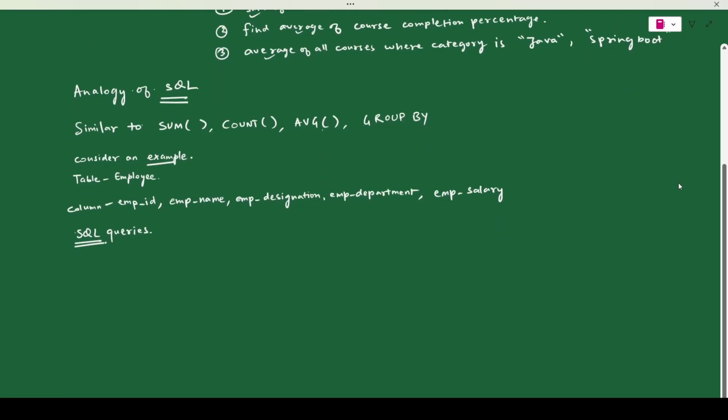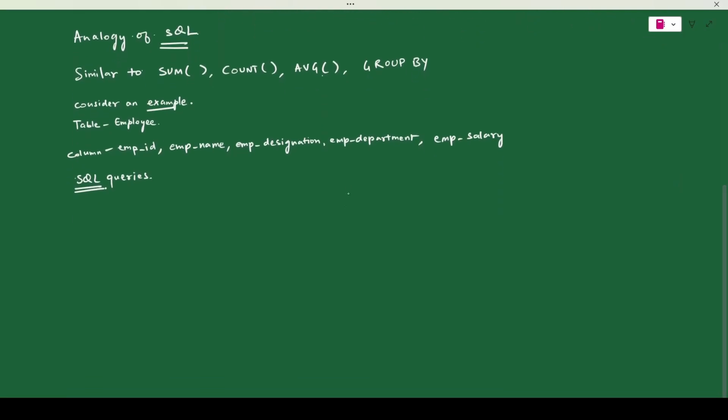We can understand the concept of aggregation with the analogy of SQL. We have functions like sum, count, average, and group by. These are all the functions provided by SQL in order to perform computation on particular column values in the table. So let us consider an example. We have this employee table with the following columns: EMPID, name, designation, department, and salary.